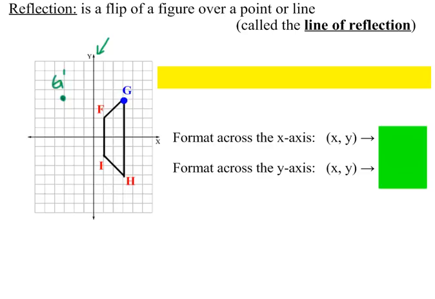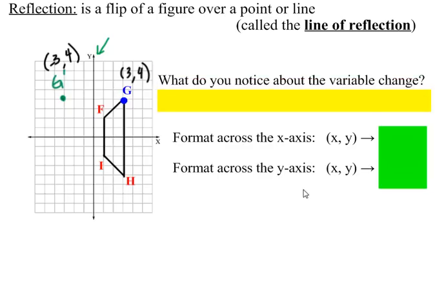Now before we continue and do the other points, I want to write down the coordinates. On G, we have 1, 2, 3, so positive 3, and 1, 2, 3, 4, positive 4. And on G prime, we have negative 3 and positive 4.